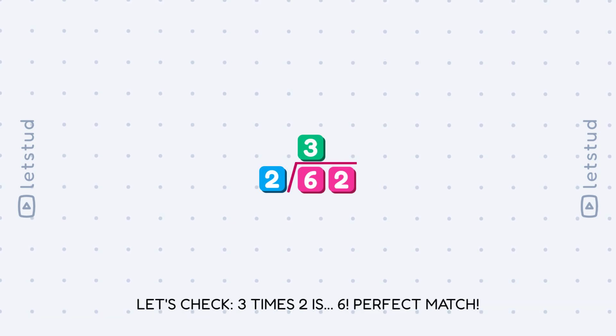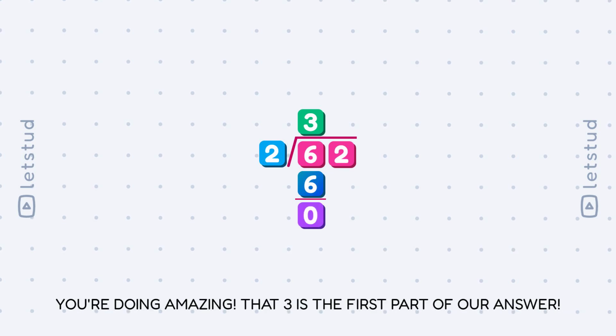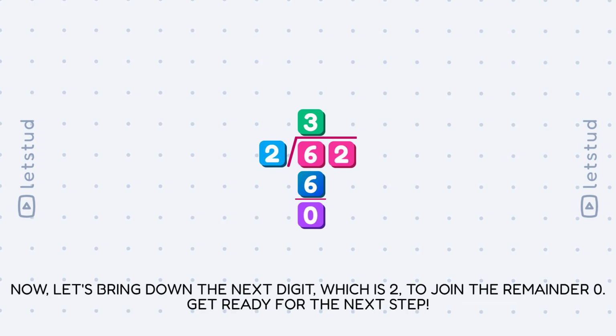Let's check: 3 times 2 is 6, perfect math. Now we subtract 6 from our 6. That leaves us with 0, easy peasy. You're doing amazing. That 3 is the first part of our answer. Now let's bring down the next digit, which is 2, next to the remainder 0. Get ready for the next step.